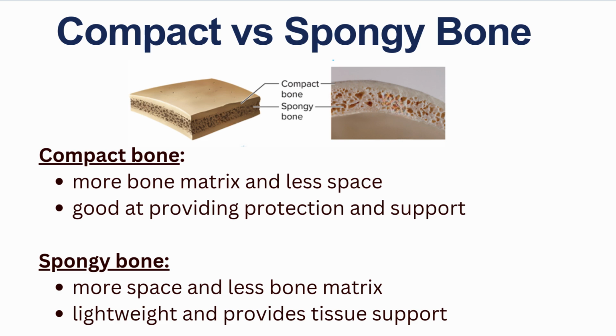This compact, spongy, compact arrangement allows bones to remain strong and protective without being unnecessarily heavy. Spongy bone reduces weight while still providing support. A good example of this is the skull, where protection is essential, but excess bone weight would be undesirable. Let's move on to the histology of compact bone.